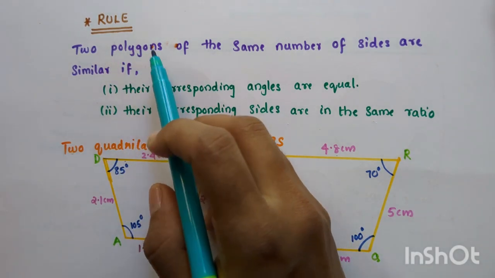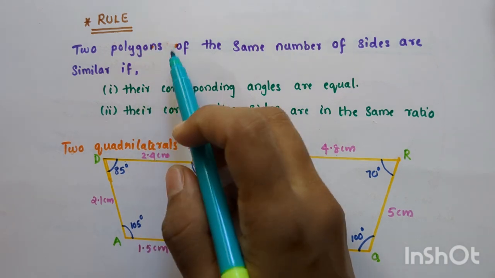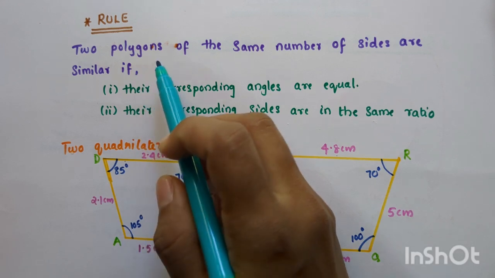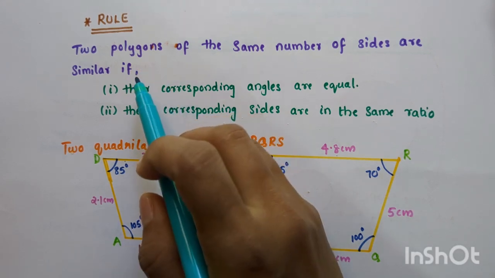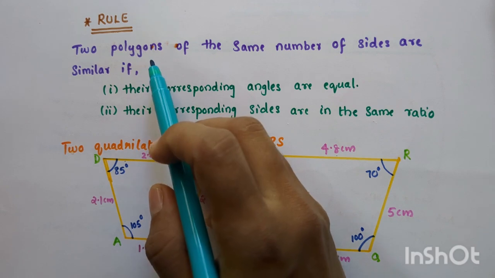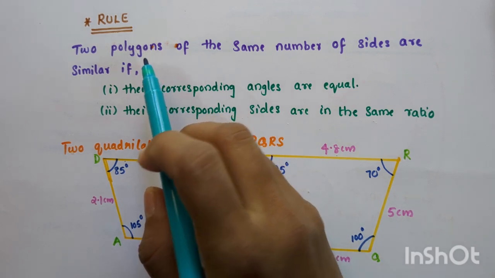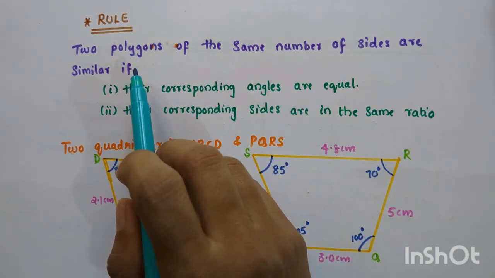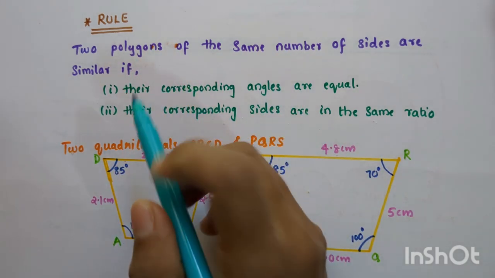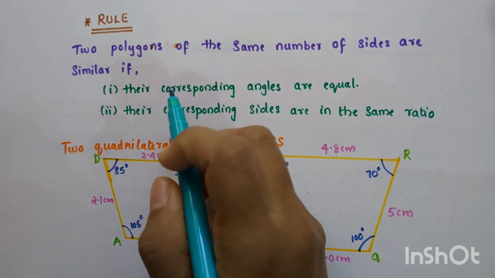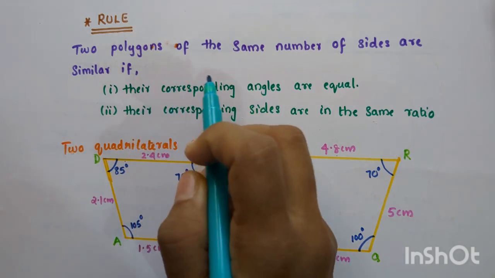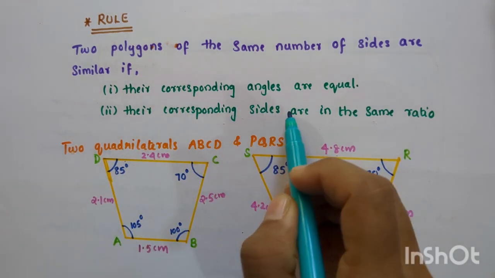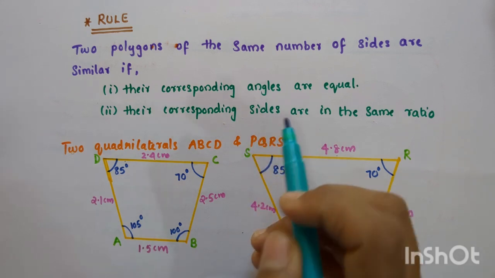Two polygons. Polygon means what? Poly means many, gon means angle. So a polygon is a two-dimensional closed shape made of straight line segments that meet at their endpoints. There will be many sides as well as many angles. When we check similarity, we have to consider two figures with the same number of sides. So two polygons of the same number of sides are similar if their corresponding angles are equal and their corresponding sides are in the same ratio or proportion.